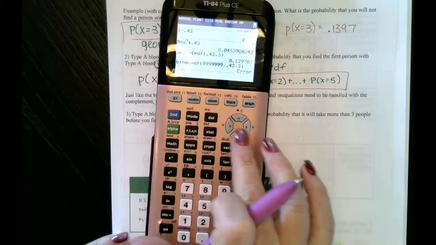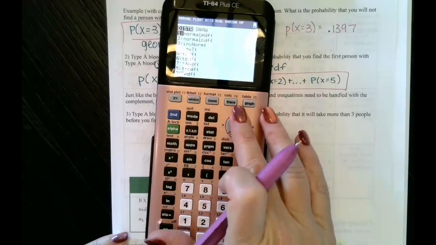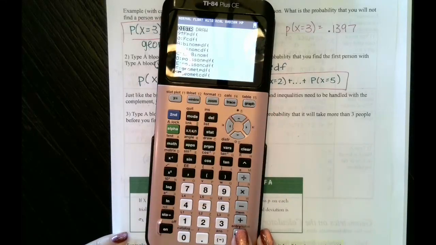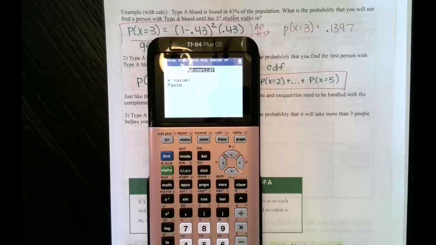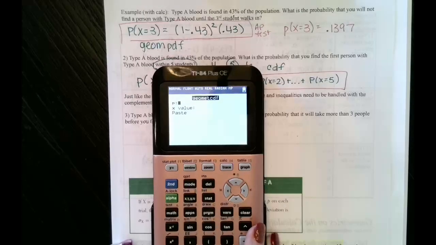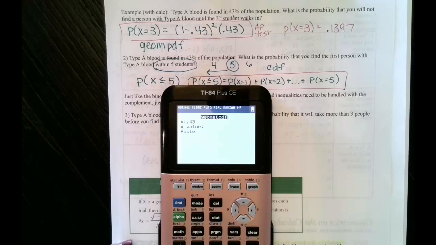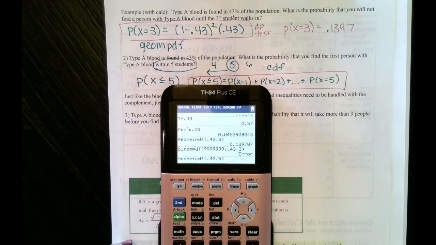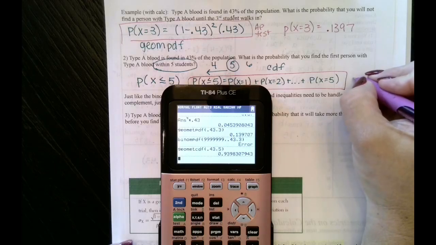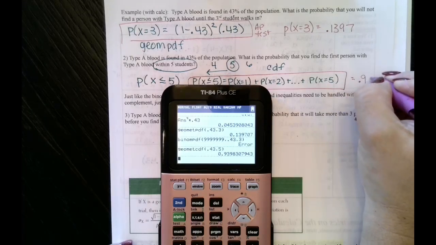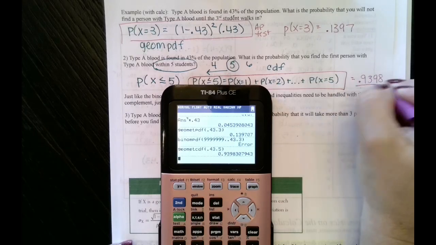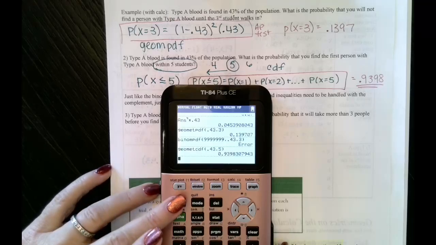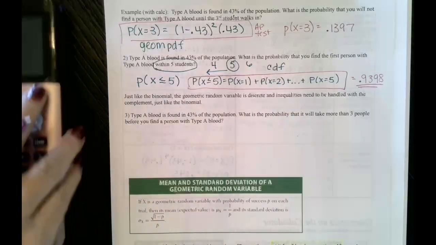And now I'm going to go in here and do distribution, geometric CDF, which is the last one here. Oh my gosh, I'm so sorry. So my probability of success is 0.43. My x value this time is going to be 5. And what we get is that this probability is 0.9398. All right, so last one.